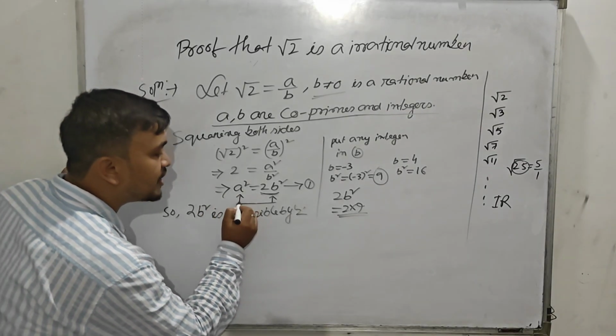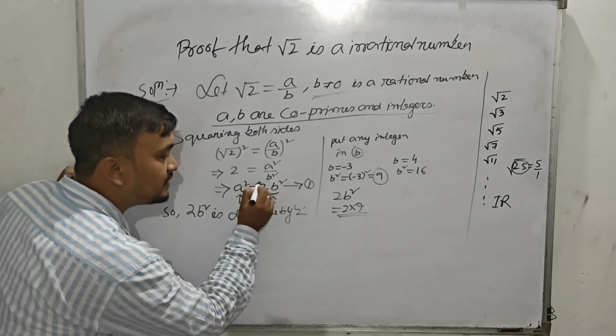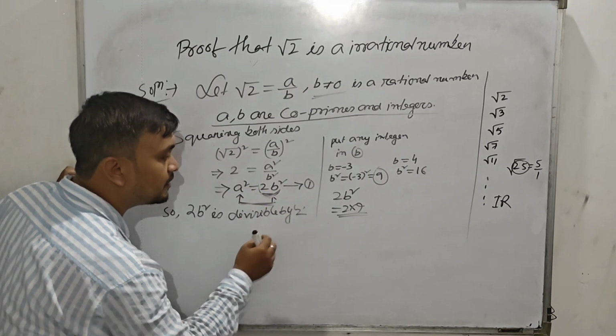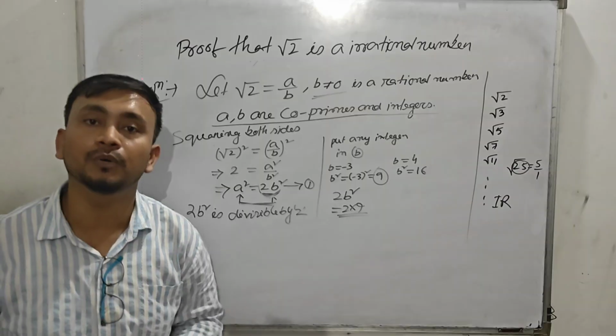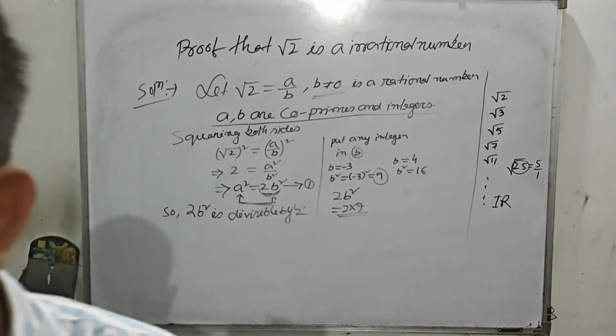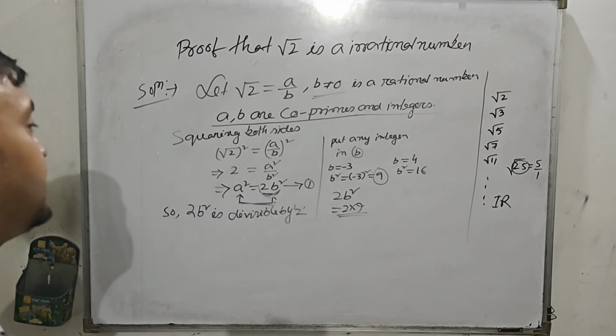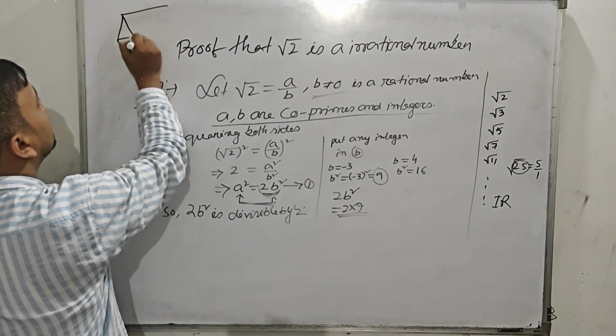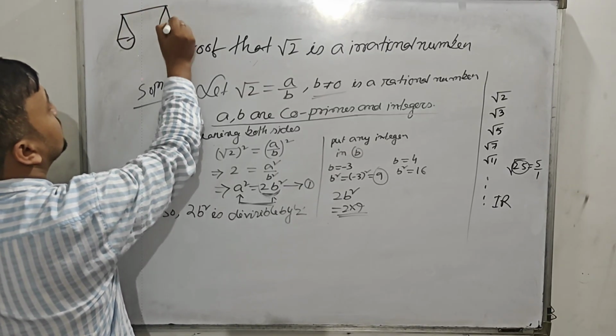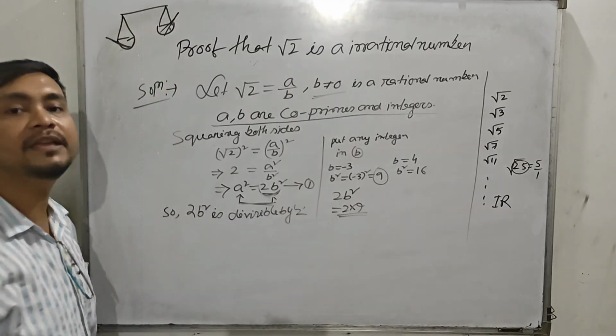This is an equation. If the left hand side is divisible by 2, that means the right hand side must be divisible by 2. Equation means what? Equation means on both sides we have the same thing. An equation is like a balance. So this side and this side must be equal.